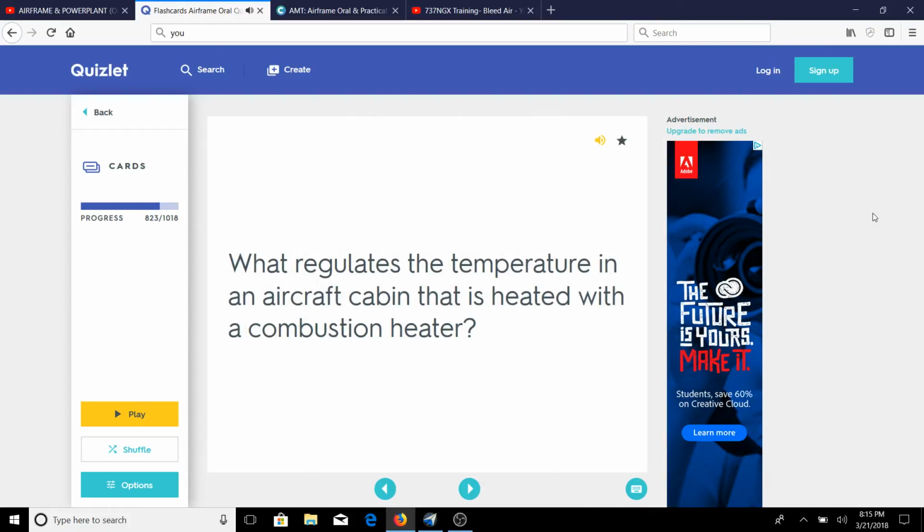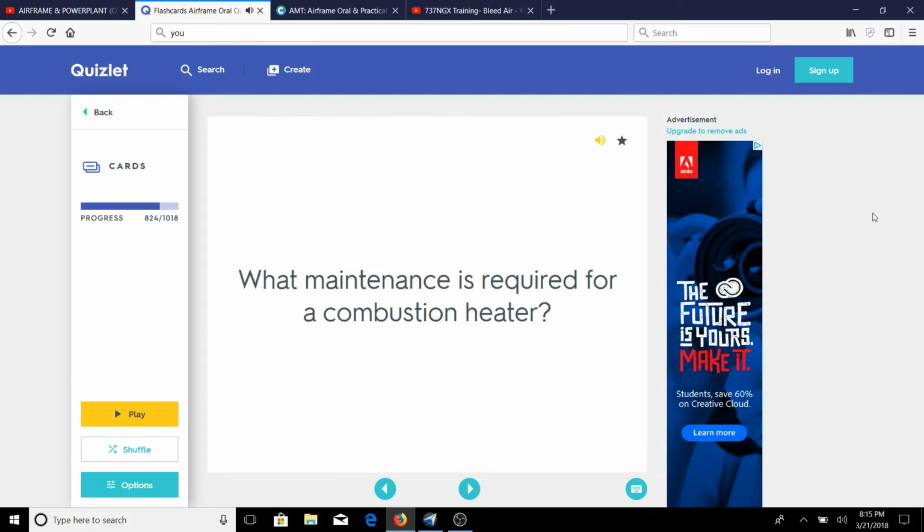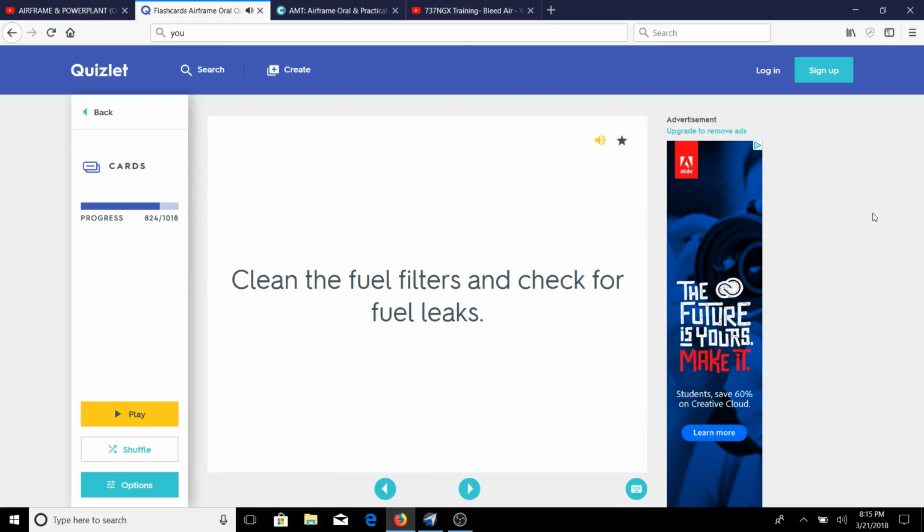What regulates the temperature in an aircraft cabin that is heated with a combustion heater? A thermostat senses the cabin temperature and cycles the fuel valve on or off to maintain the temperature at the desired value. What maintenance is required for a combustion heater? Clean the fuel filters and check for fuel leaks.